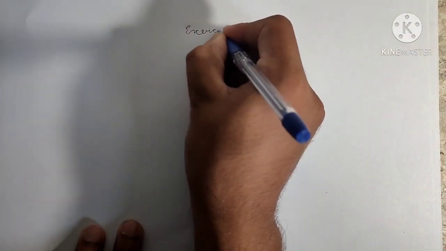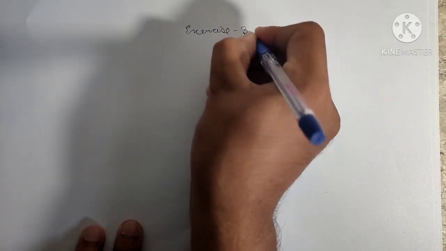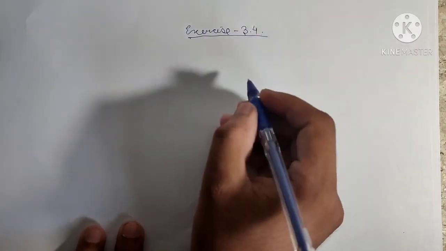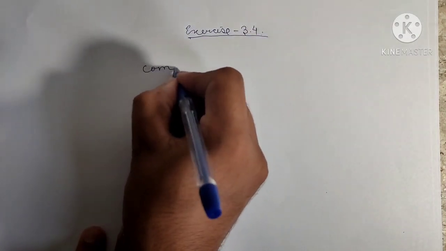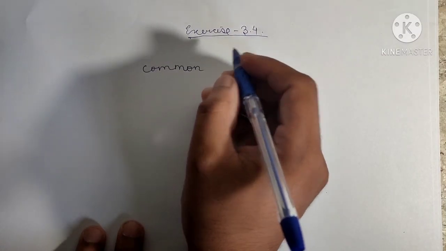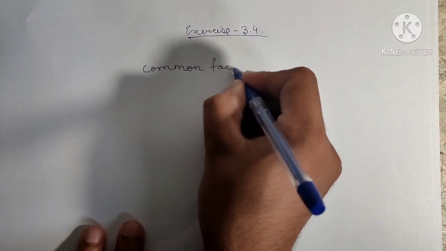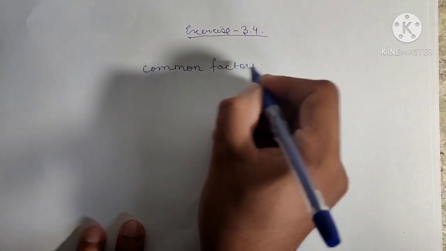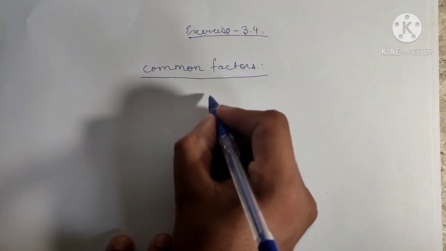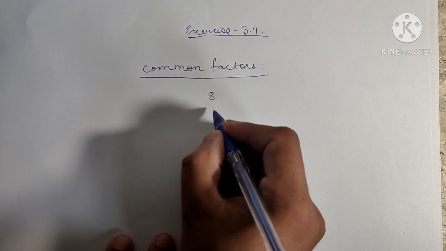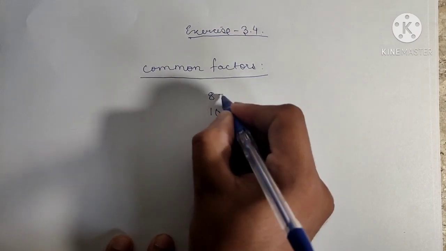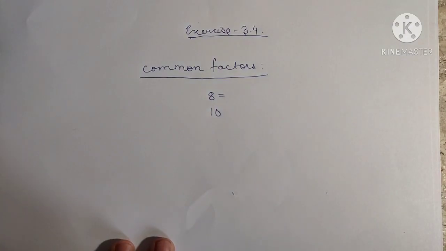Good evening, students. So today we'll be starting exercise 3.4. In this chapter, what is important is only two terms: common factors and what you mean by co-prime factors. First, I will tell you common factors. Common factors means, suppose we have two numbers, 8 and 10. First you tell me what will be the factors of 8.